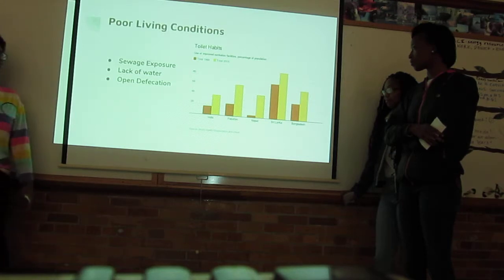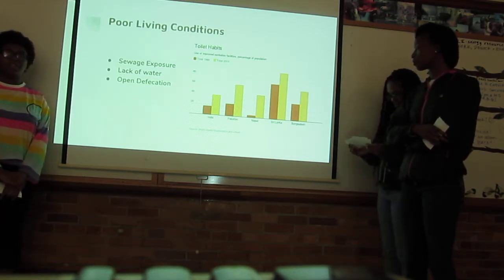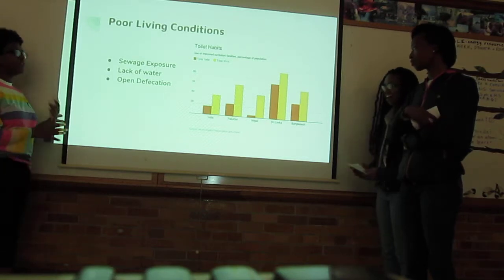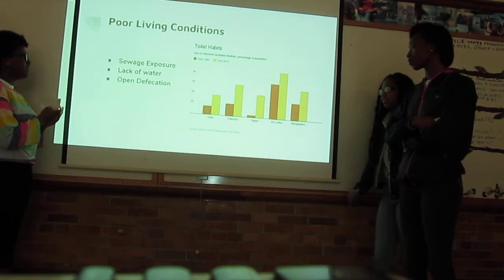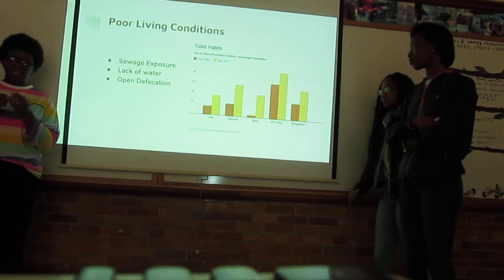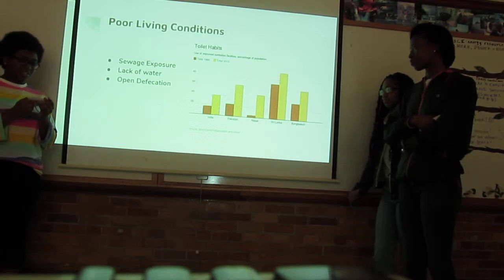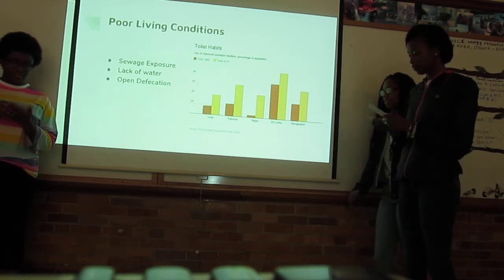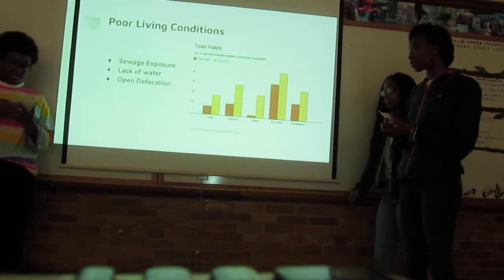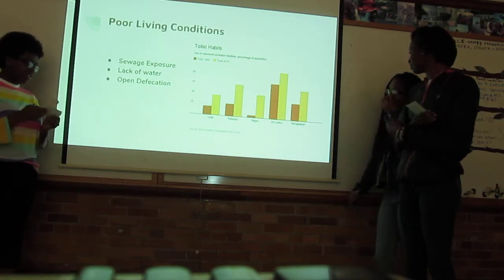Okay. Due to India's economic imbalance, many lower class people on the caste system have poor living conditions, such as sewage exposure, lack of water, and open defecation. Sewage exposure in India is the leading polluter of water sources, which also causes many diseases, including measles and diarrhea, and is a leading factor in the deaths of 350,000 Indian children annually.